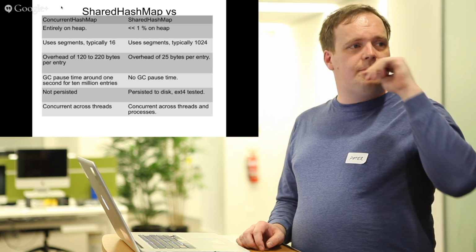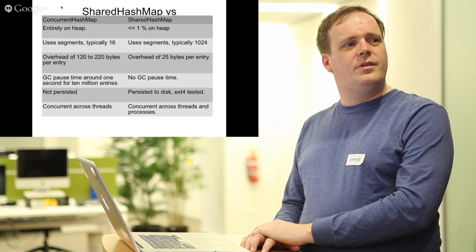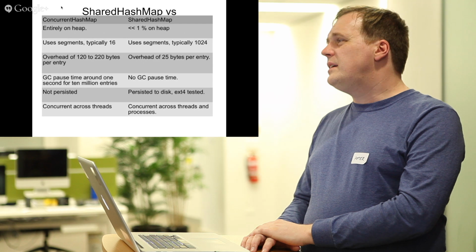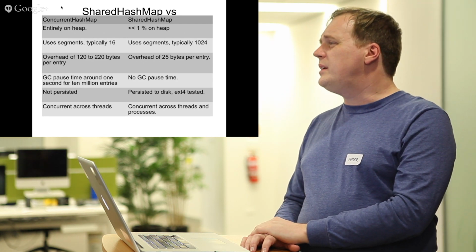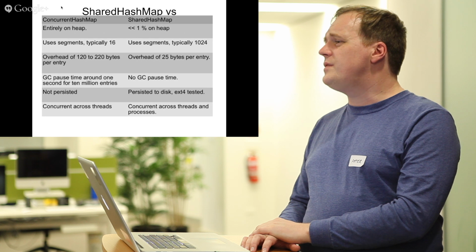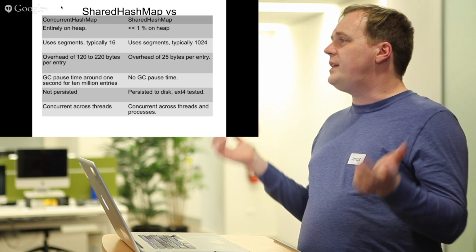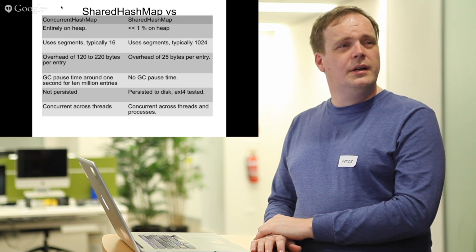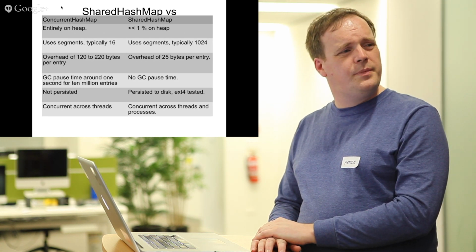The pause time can be in the range of about 1 second for every 10 million entries. Now again, if you've got well under 10 million entries, this isn't an issue for you, but if you do have tens of millions of entries, then you're adding seconds to your GC time over and above everything else your application is trying to do. Whereas shared hashmap doesn't impact the GC at all.